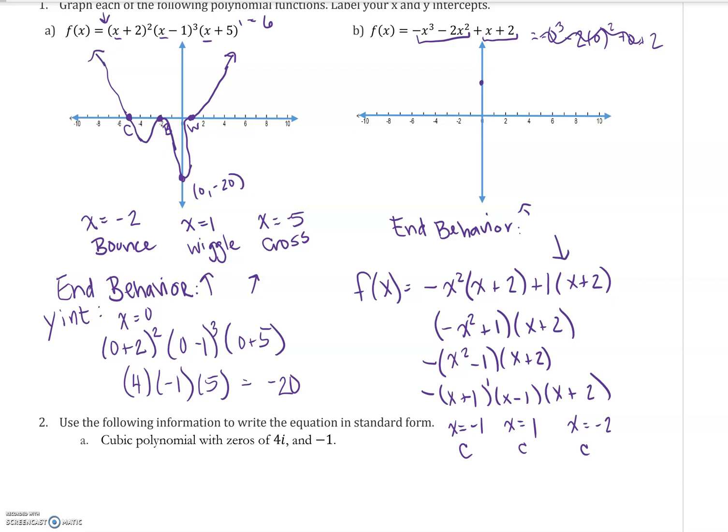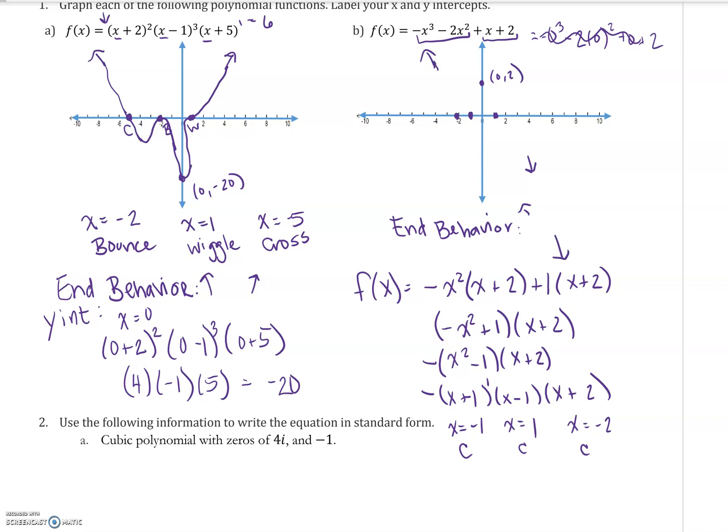I know I have a y-intercept up here at 0, 2. I'll plot my 3 x-intercepts. I've got an x-intercept at negative 1, positive 1, and negative 2, and it's going to cross through each of those. I'll add my end behavior arrows. And then again, going from left to right, I'm just going to connect all of these dots.